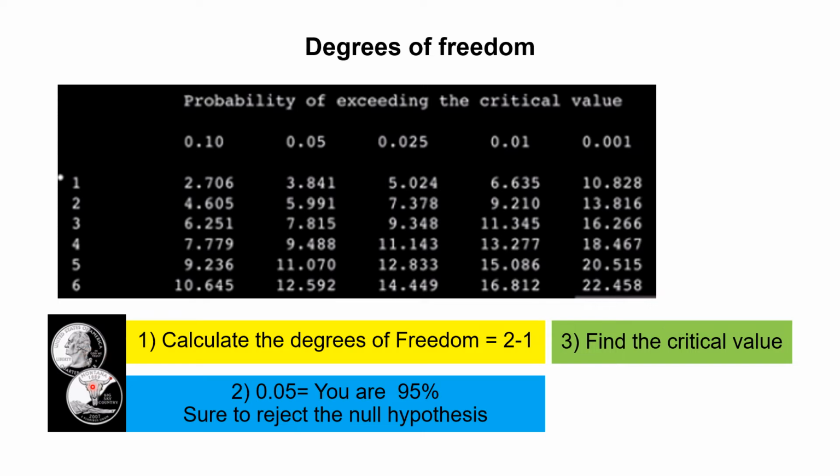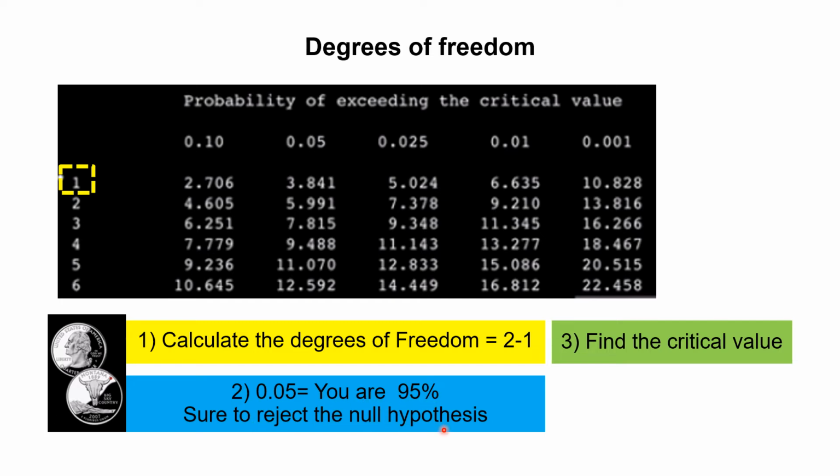If you have a homozygous, if you have two alleles, it will also be 2 minus 1. If you have, for example, a genotype with 10 alleles, it will be 10 minus 1. Okay, so look for the degrees of freedom, and in this case it will be 1 because you have only heads and tails.